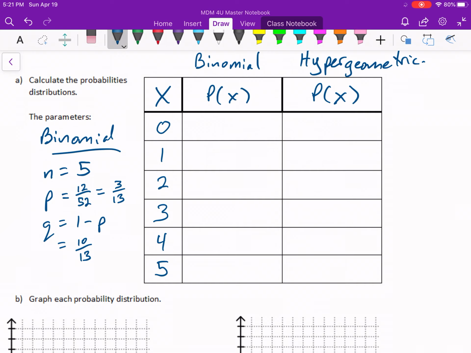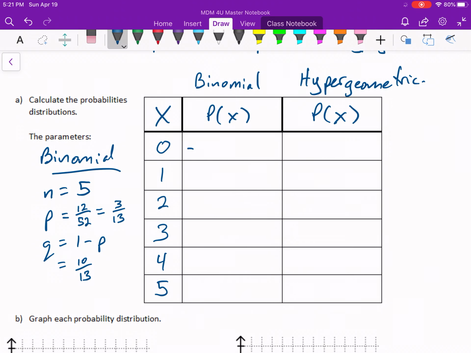So the probability of getting 0 face cards with replacement is going to be 5 choose 0, n choose x, times p to the x, p is 3 over 13, and x again is 0, and then times q to the x. q is 10 over 13. And that's to the exponent 5, the n minus x. When I work that out, I get 0.269. I'll just squeeze that in underneath here. And that's the probability of getting 0 face cards with replacement.